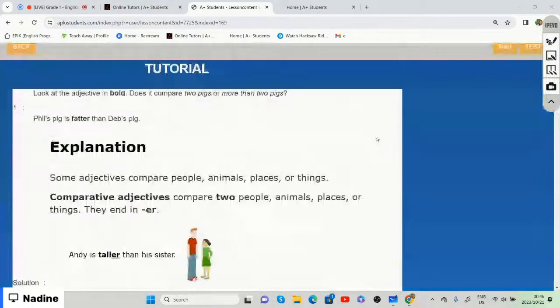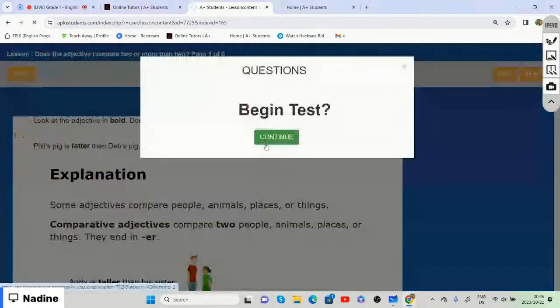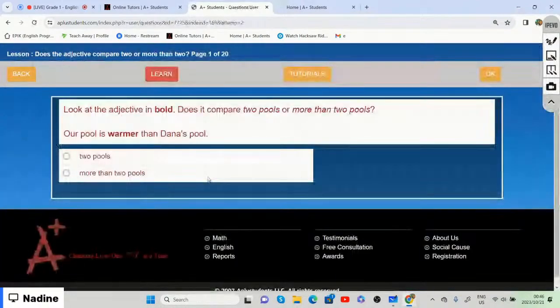Now let's go to our test. With our test, we look at the adjectives in bold, and then we need to say if it is two or more than two. Our pool is warmer than Dana's pool. Is it two pools or more than two pools? So it's two pools.